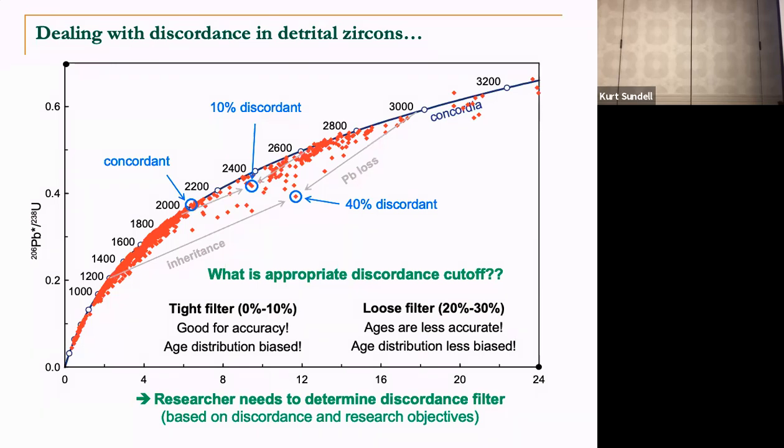With a tighter filter, if you're trying to get a really tight analysis cluster, you're trying to get an MDA or something, maybe you want to go with a tighter filter, but realize that your age distribution is probably biased in this case. You're probably preferentially excluding older zircons. Again, this is the researcher's decision. Almost all labs are going to impose some discordance cutoff filter. At the end of the day, you need to go back in and make that decision for yourself and change it when appropriate.